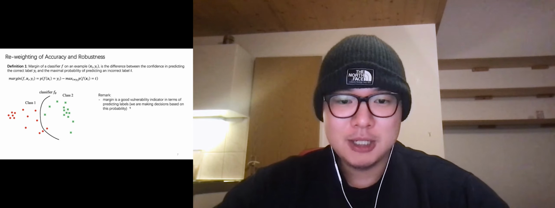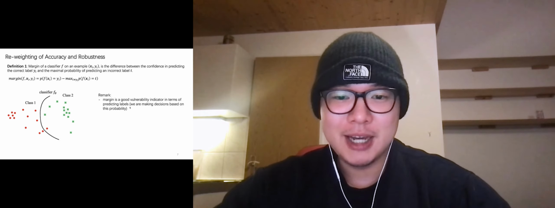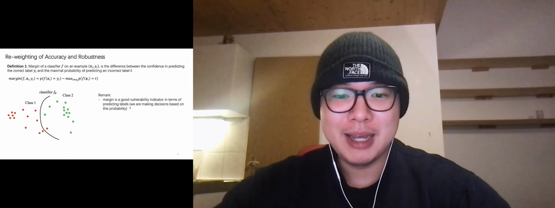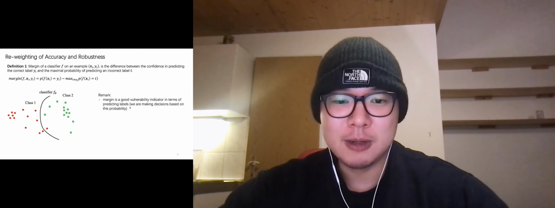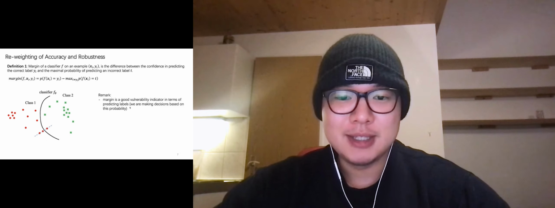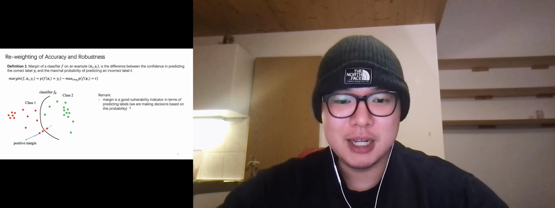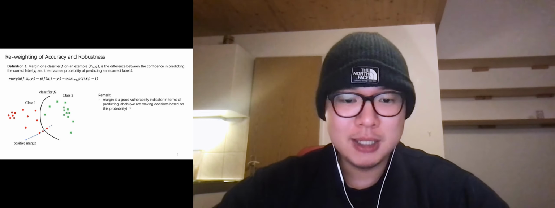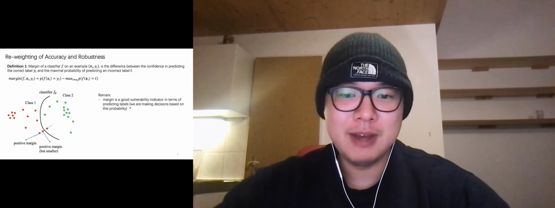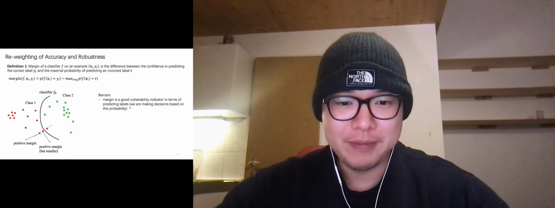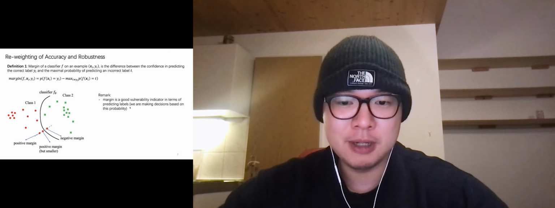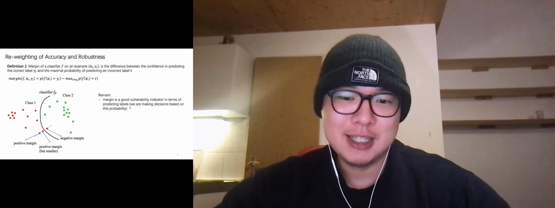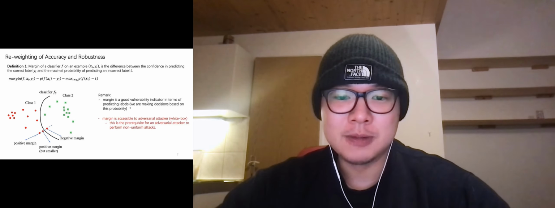Therefore, margin is actually a rather good indicator in terms of predicting vulnerability, since we are making decisions directly based on the margin value. For instance, if a sample is correctly classified and far from the decision boundary, it will have a positive margin, but this margin value gets smaller when the sample gets closer to the decision boundary. On the contrary, when the sample is wrongly classified, it will have a negative margin.